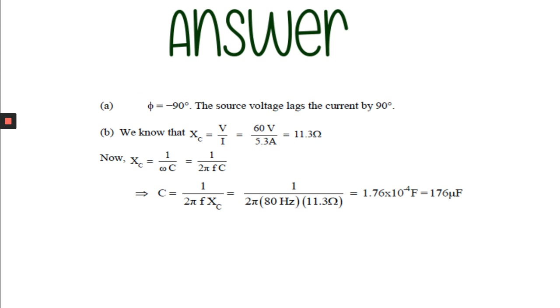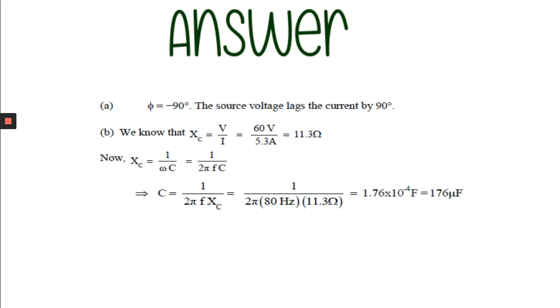As only the capacitor is there, what is the voltage across the capacitor? V equal to I into XC. V is given. What is V? 60 volt. And I is given, 5.3 ampere. So XC is equal to what? 11.3 ohm. That is your capacitive reactance.